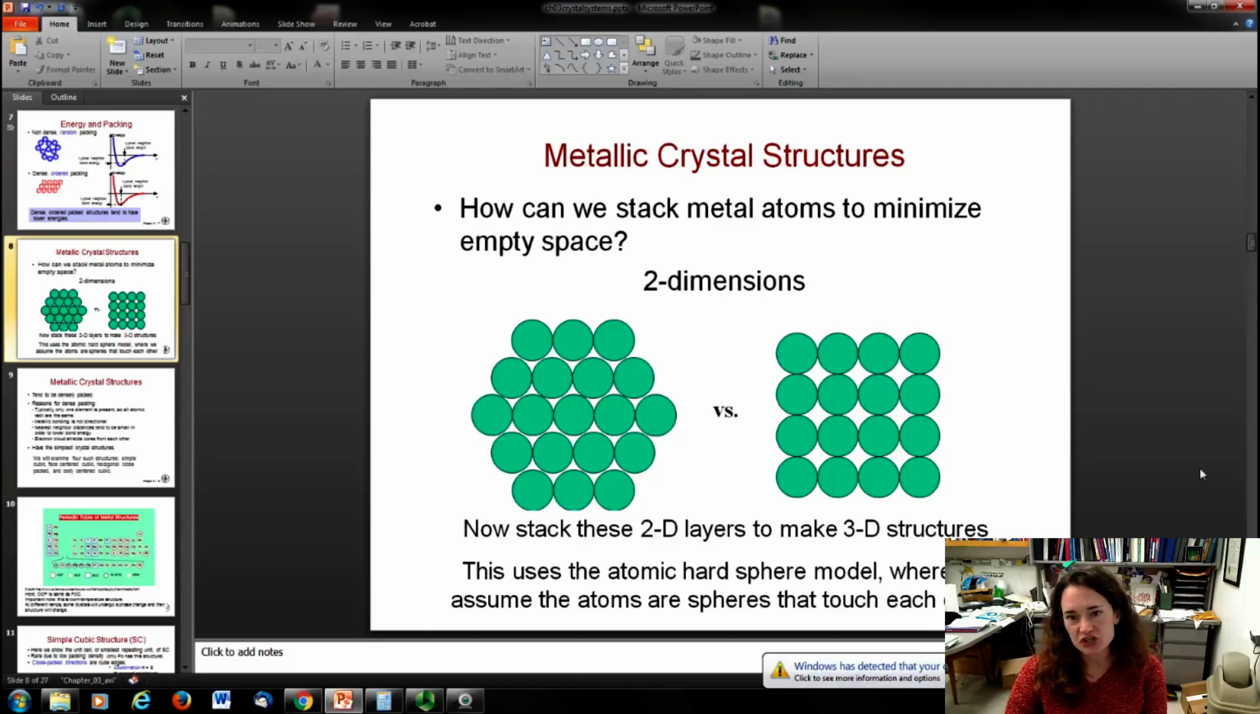So what you do is you have these two-dimensional structures with these hard spheres. And then you form a two-dimensional structure, and then you add another layer on top of that, another layer on top of that. And so we'll describe in some cases how those layers are packed on top of one another.